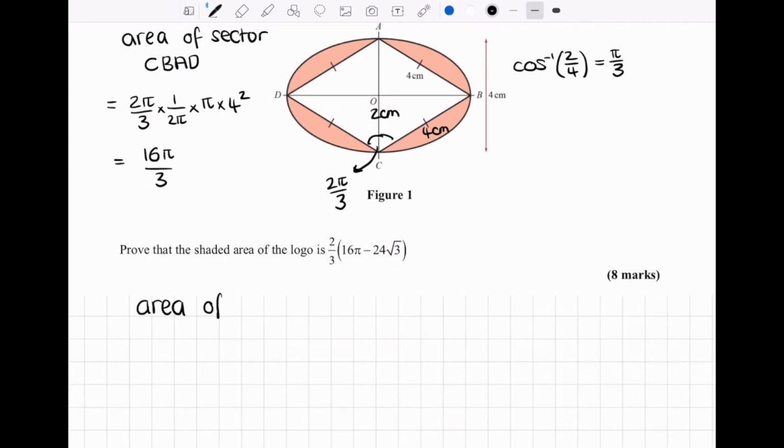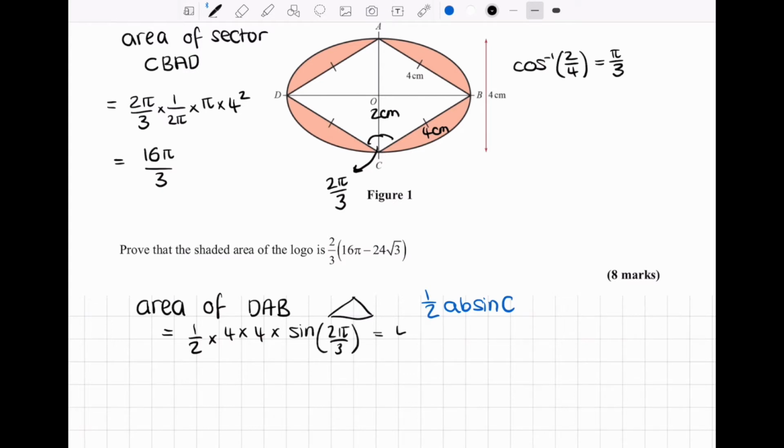The next part that we want to look at is the area of these triangles. So we'll look at that triangle DAB. The area of a triangle is half AB sine C, and we know that angle is 2 pi over 3. So we can easily sub those in to find the area of the two triangles at the top, which is 2 root 3. So the area of the 4 triangles altogether will be 8 root 3.